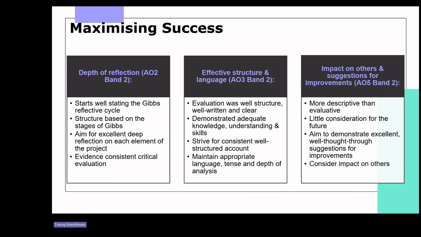For AO5, impact on others and suggestions for improvements, there was evidence of Band 2 criteria. Some areas were more descriptive, with little consideration for the future. For example, the action plan was very basic. To achieve a higher band in AO5, students should focus on demonstrating excellent and well thought through suggestions for improvements to the quality of care, considering the impact of the event on others in more detail.